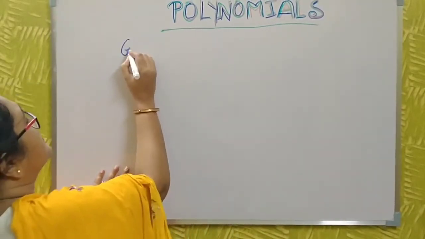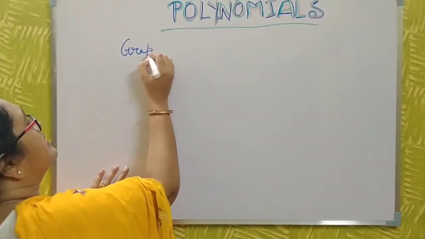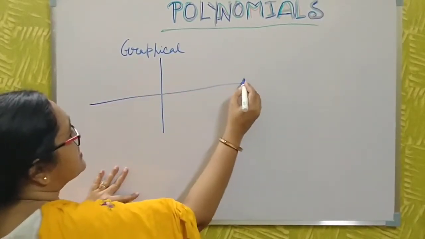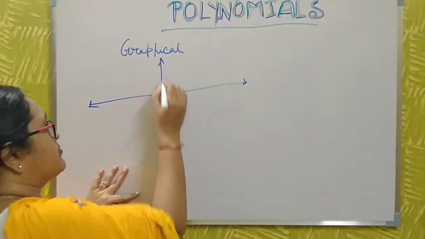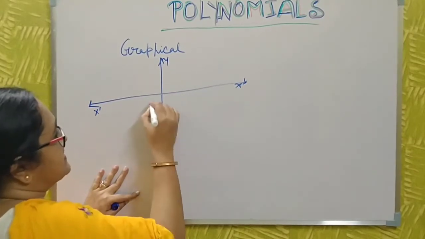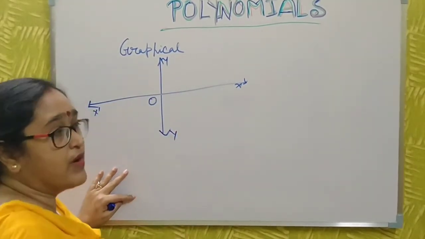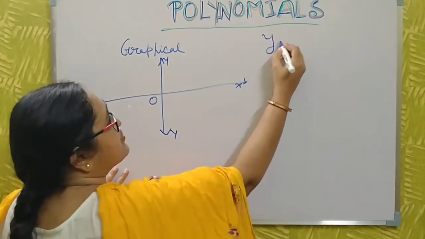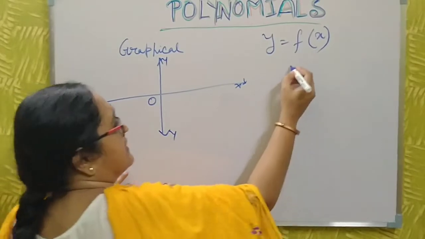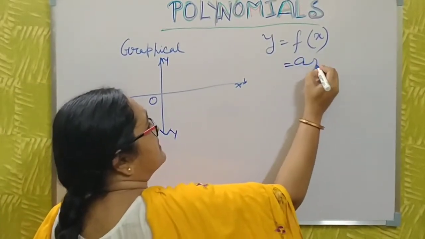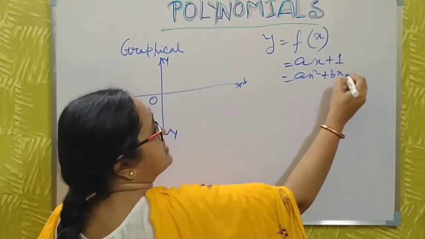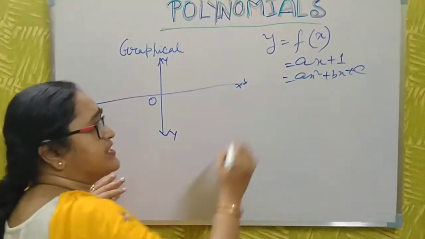The graphical representation. What is the graphical representation? This is the axis. All the students know this is the x-axis, this is the y-axis, and this is the origin. Now I take a polynomial y equals f(x). Any polynomial, ax square plus bx plus c, is also a polynomial. This is the linear polynomial.